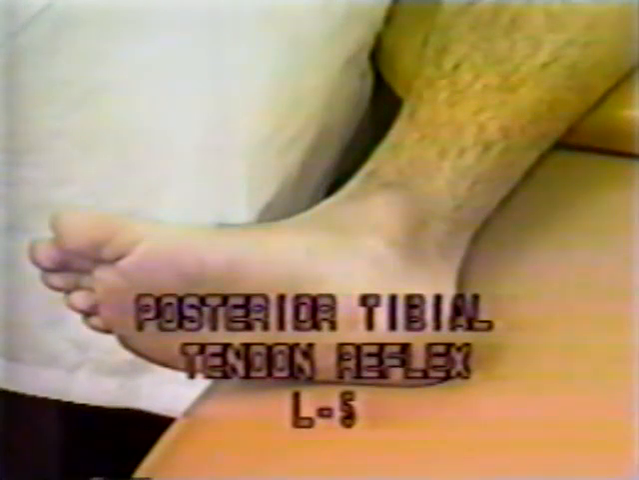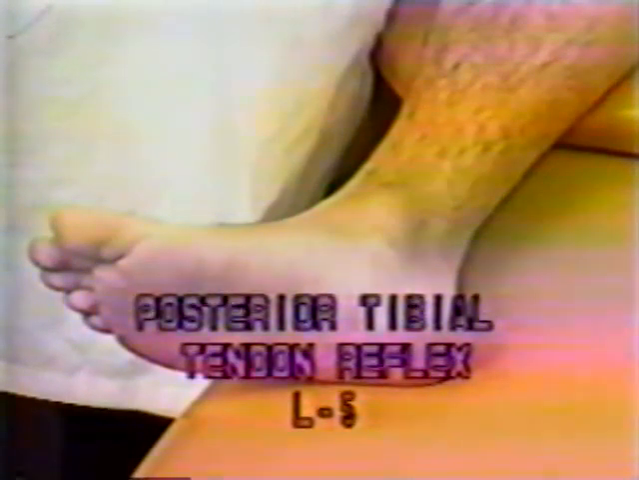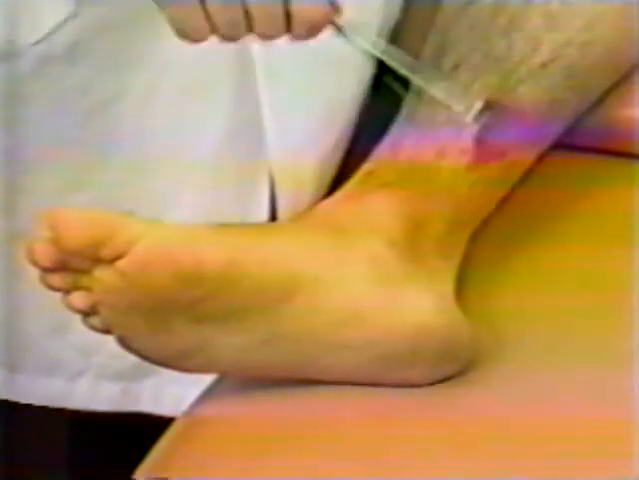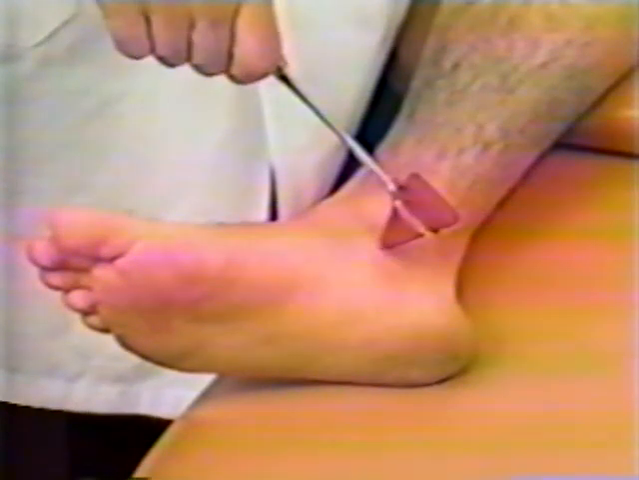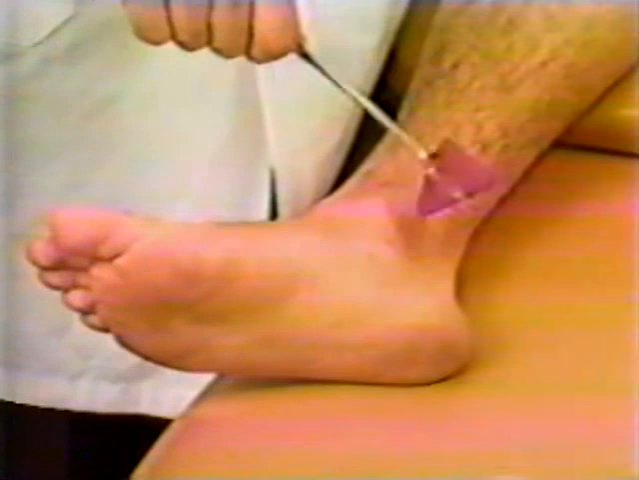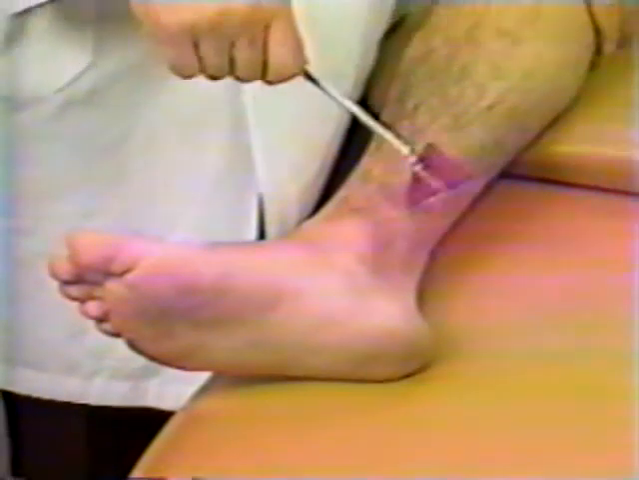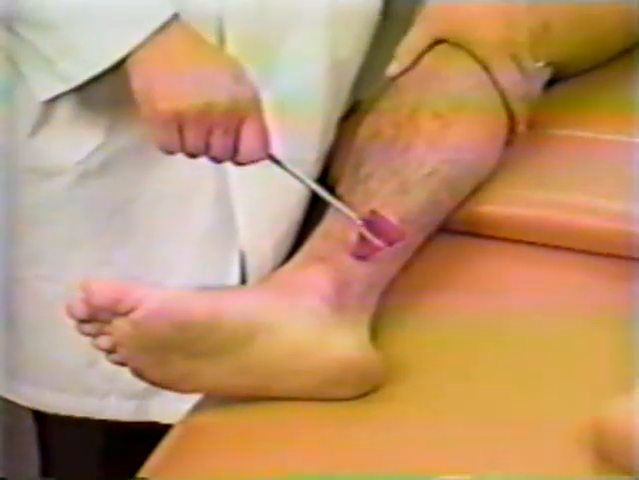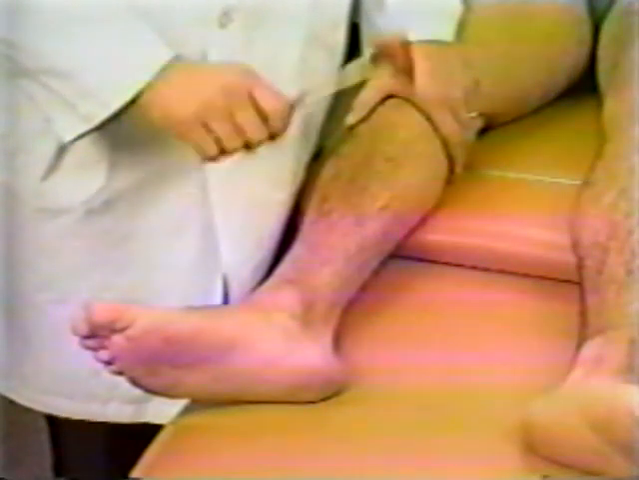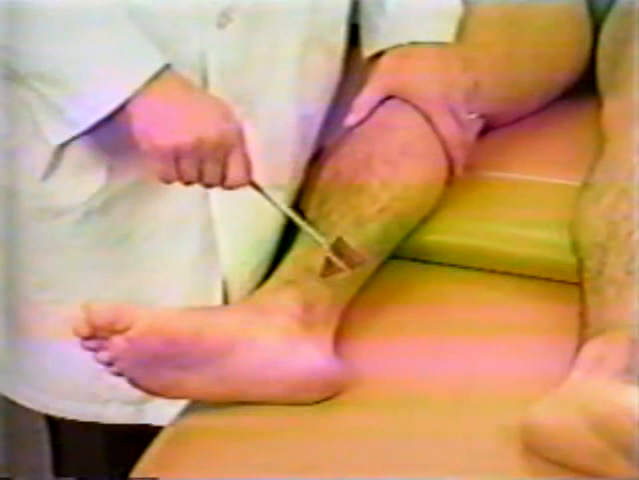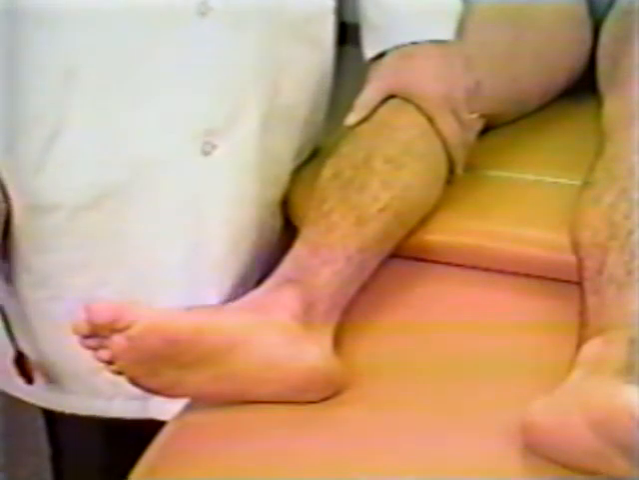Posterior tibial tendon reflex, L5. The posterior tibial tendon is tapped with the reflex hammer either just behind the medial malleolus or just proximal to the navicular tuberosity. Inversion and plantar flexion indicate the presence of a posterior tibial tendon reflex. This reflex for L5 is not elicitable in all patients. Hence, its absence may not be meaningful.